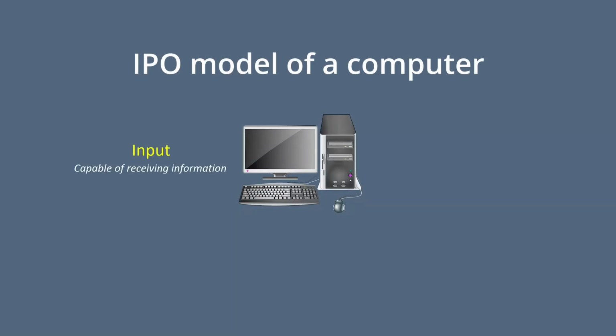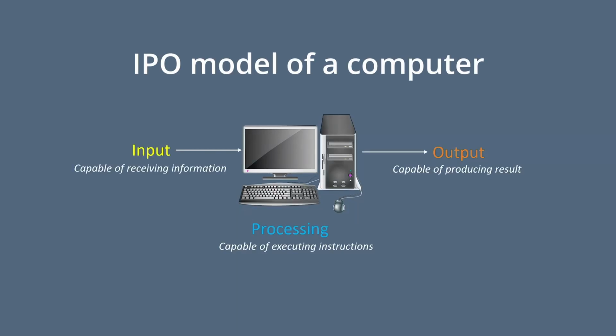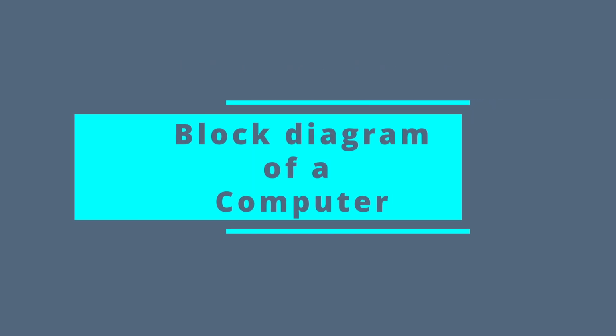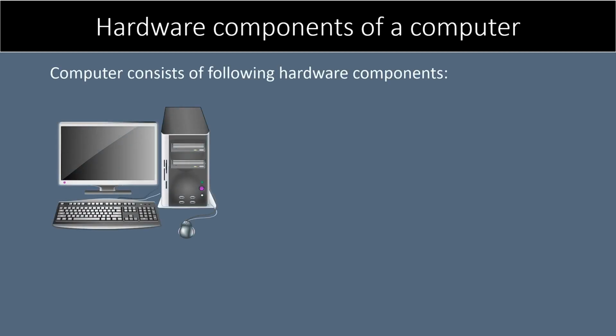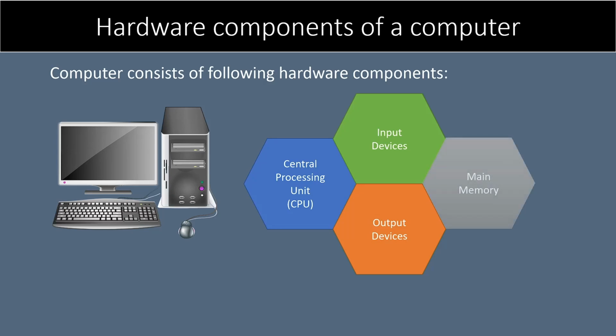We have already visualized a basic IPO model of a computer. Now, let us see what are the building blocks of a modern-day computer. The modern-day computer consists of the following hardware components: central processing unit (CPU), input devices, output devices, main memory, and secondary storage devices, also called external mass storage devices.